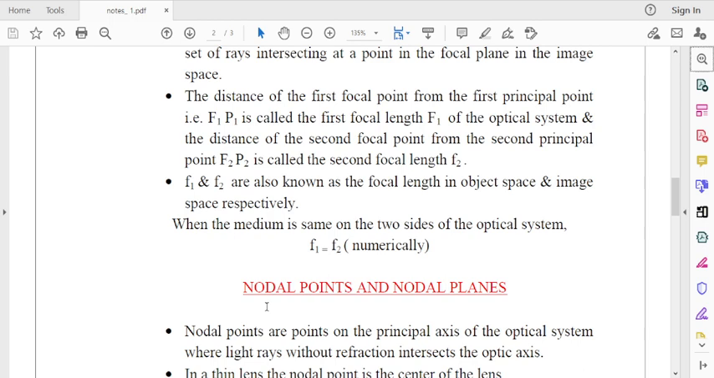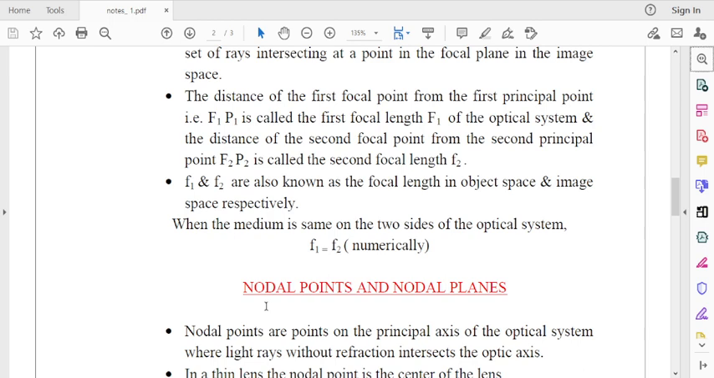In the exam they can ask the question, describe the cardinal points in detail. Or for an MCQ they can ask, the number of cardinal points are dash dash dash. Then you have to write there are 6 cardinal points.